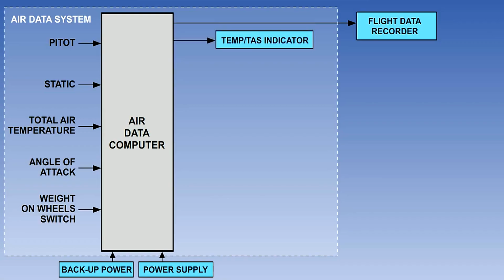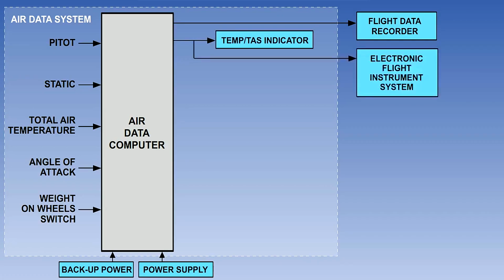Temperature and true airspeed outputs go to direct reading indicators and also for display on the EFIS. Similarly, Mach number and IAS, or more probably CAS, go to direct reading indicators. And these speeds and also the bugged speed go for display on the EFIS.